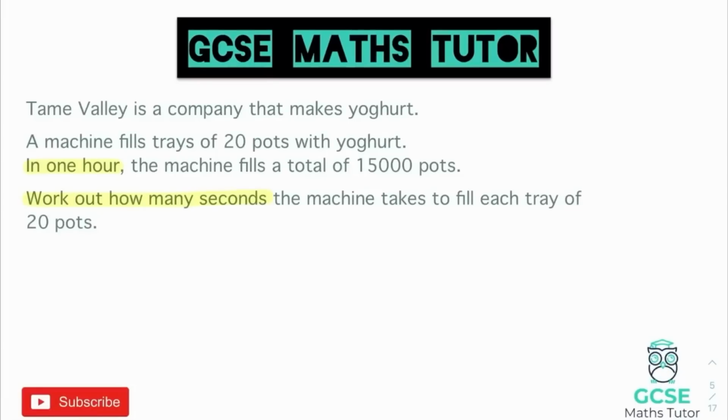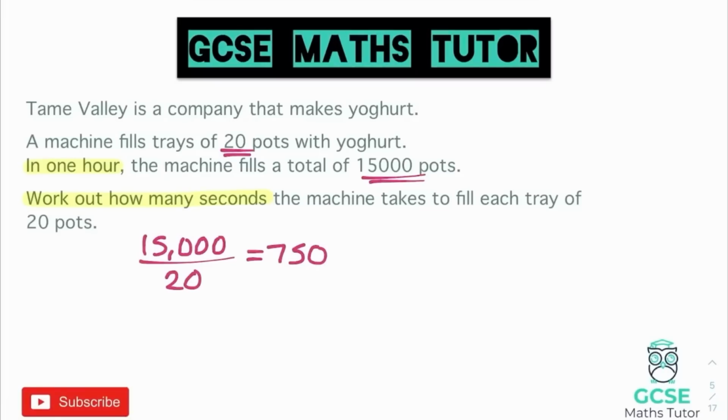So to start with, what we could work out here is actually how many times it's going to have to fill up this lot of 20 pots. So in the hour it's going to fill up 15,000, and each time it's filling up 20. So if we do 15,000 and we divide that by 20, it's going to tell us how many times it actually has to fill up these 20 pots. So 15,000 divided by 20 comes out as 750. So essentially it has to do this 750 times, and each one of those 750 times it's filling up 20 pots. So that is going to take 1 hour, but we obviously want it in seconds.